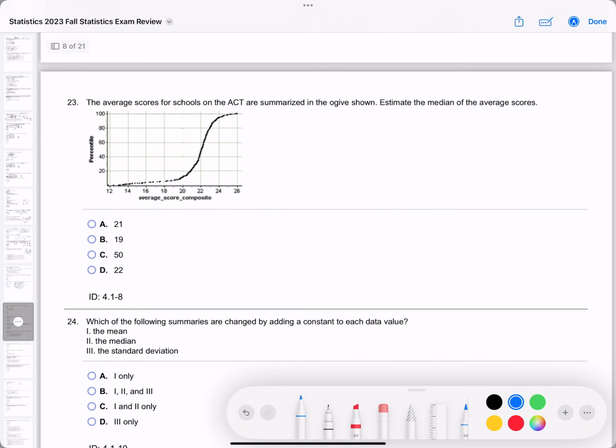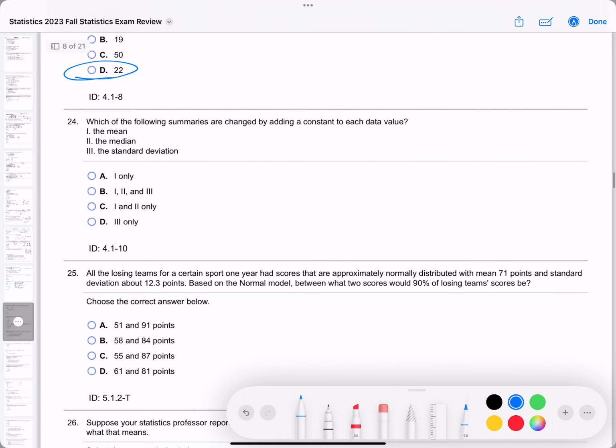Okay, for number 23, estimate the median. So the median is at 50%, which is right here. And then we say, well, that's that value. So 50% is the median, and that's 22. So that one lined up nicely.